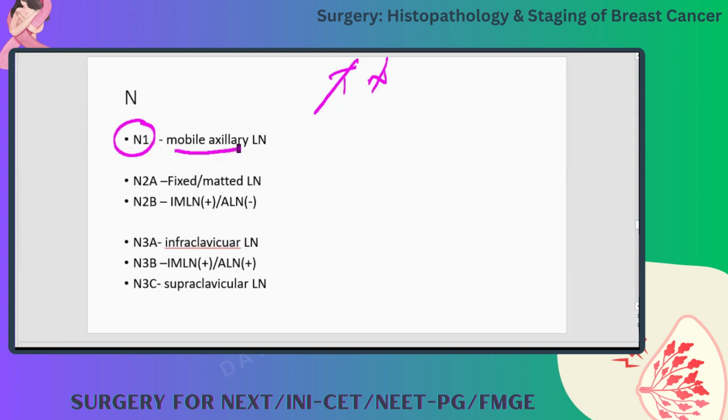It is a mobile axillary lymph node, N1. Sorry, in peau d'orange, don't the nipples look a little retracted, like a little inverted and not pointing outwards? It is because of the edema.